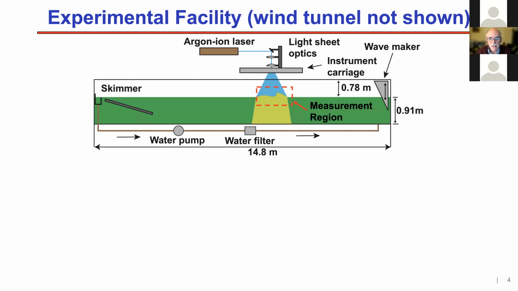In the middle of the tank, I show an instrument carriage, in this case, producing a laser light sheet from an argon ion laser. And the water is colored green here because it has a tiny bit of fluorescein dye in the water. And where the light sheet enters the water surface, the dye glows. And I'll show you how we use that in a minute.